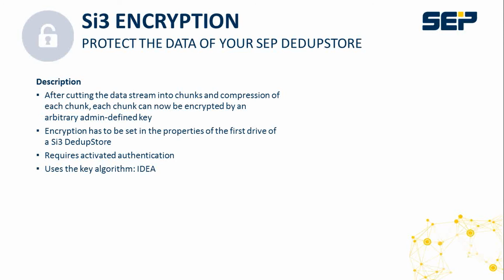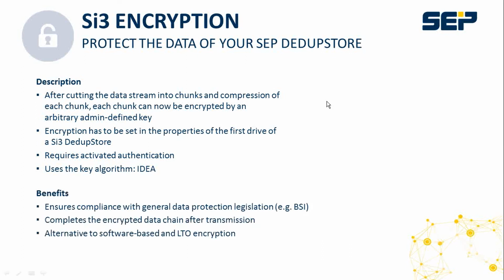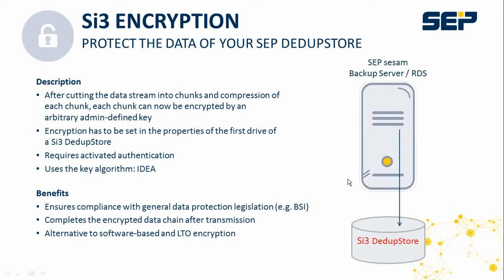And this was a functionality which was a requirement from a huge project in the public sector, and they have a BSI auditing, and they had the requirement that the DedupStore had to be encrypted. So we developed this functionality. We cut the data stream into chunks, and the chunks will be processed by our encryption module, and the encrypted blocks will be saved on the DedupStore. That's how it works essentially.